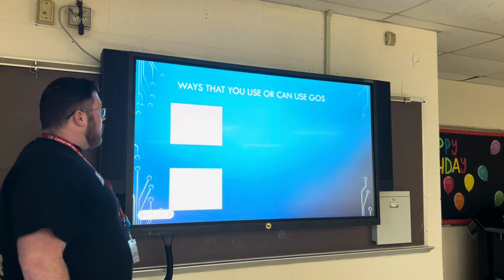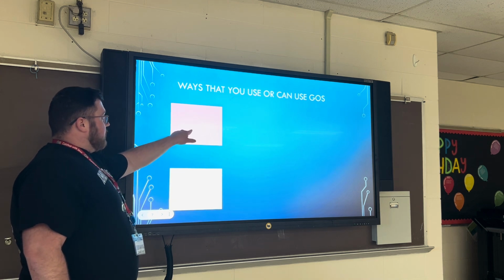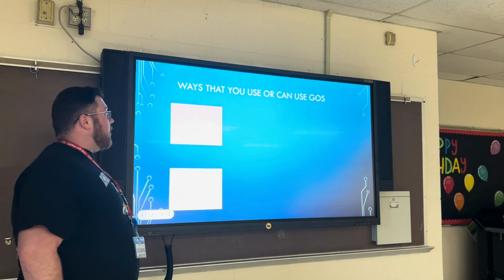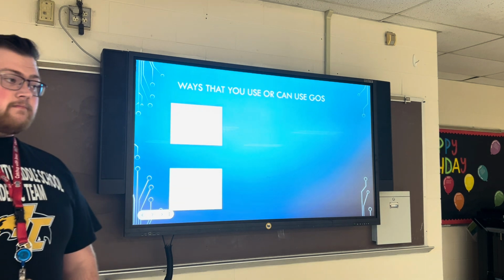So now it's up to you all. These 2 are sticky notes. You can double click on this, or you can copy this and paste it and double click on it. It'll allow you to type. And I want to know what you use or can use graphic organizers for in your class.